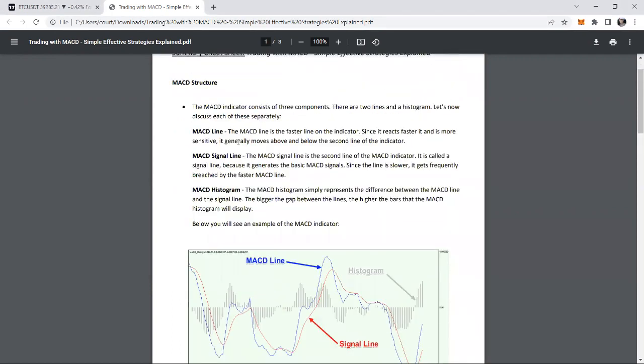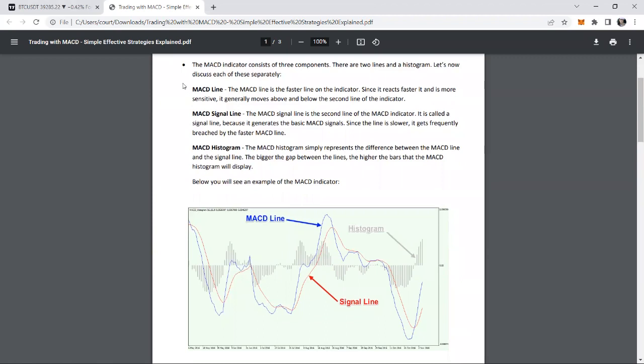The MACD consists of three components. There's 2 lines and 1 histogram. Okay, so the MACD line is the blue line. It is a faster line on the indicator. Since it reacts faster, it is more sensitive. It generally moves above and below the second line of the indicator.